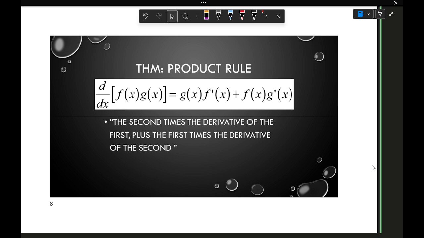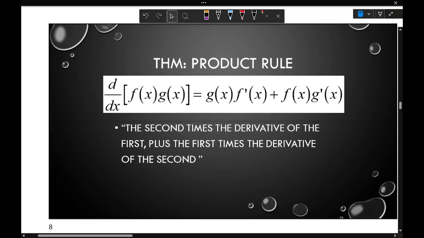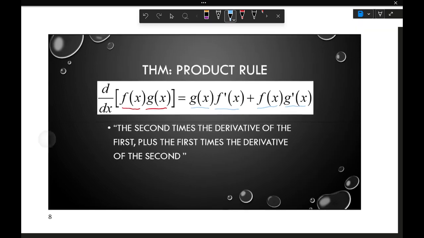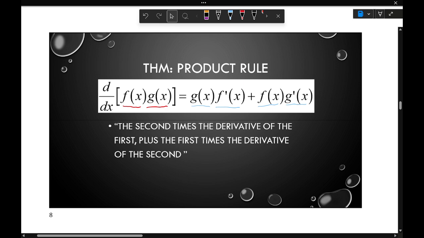So what does the product rule state? It says that the derivative of the product of two functions f and g of x is equivalent to the second function g times the derivative of the first plus the first function times the derivative of the second. So if you see here, because it's addition, the order doesn't technically matter here, but once you get to the quotient rule, it will matter. So I would just get in the habit of doing it in this specific order.